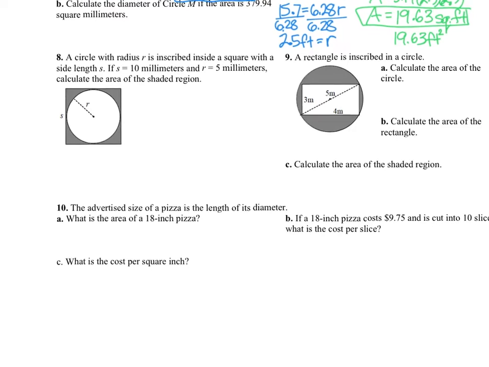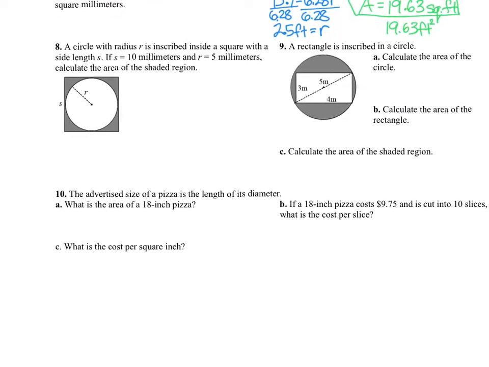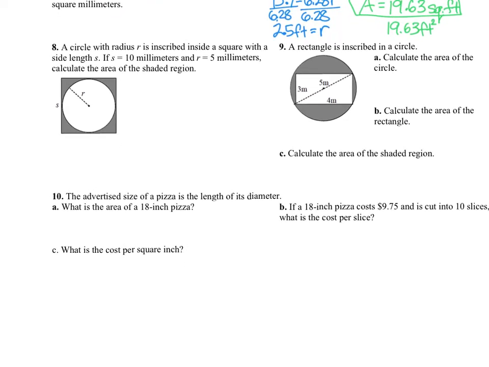All right, just a few more. So, number 8, a circle with radius r is inscribed. That just means inside with these points touching. And that's going to become important in a minute. Inside a square with a side length s. Okay, but now they're going to tell us s equals 10.